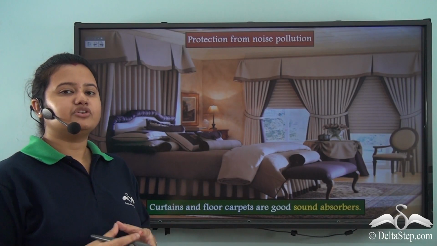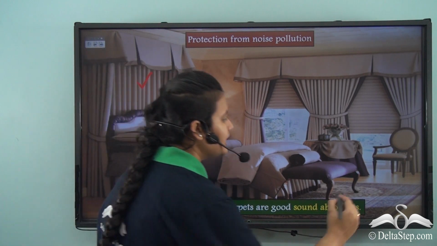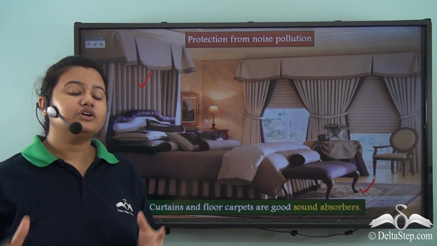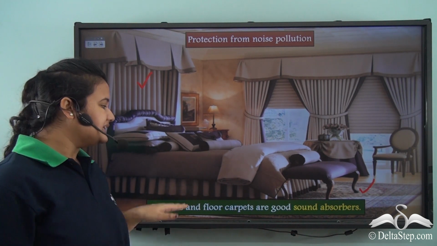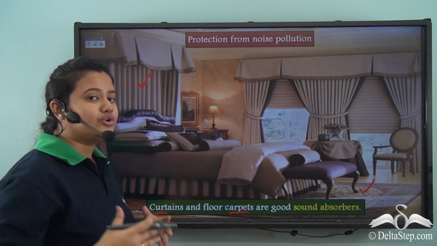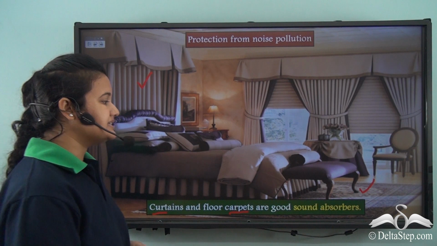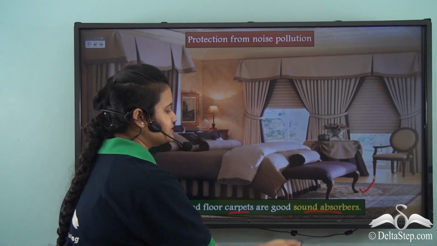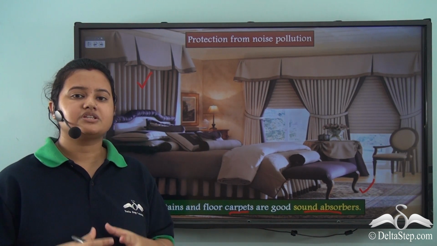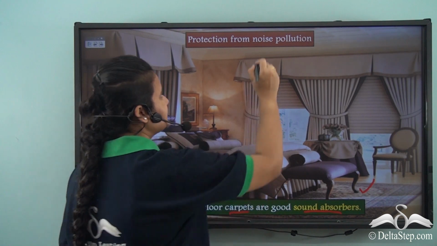Now, you must have noticed that we put up curtains and lay down carpets to decorate our rooms. Now, you will be surprised to know that these objects like curtains and carpets not only beautify our room but they also act as good sound absorbers. So, the curtains and the carpets absorb the loud sound produced in our surroundings and help to control noise pollution.